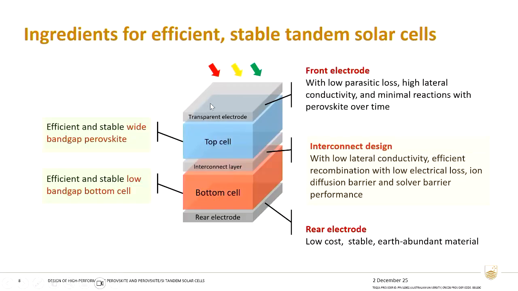Going forward, I would like to introduce a little more of our thoughts and designs for making efficient and stable tandem solar cells, and take the 2-terminal tandem as an example. Here is an illustration of the structure of a perovskite 2-terminal tandem. Obviously, it is very important and straightforward to develop efficient and stable top and bottom cells, which are the perovskite solar cell and the silicon solar cell, respectively, to allow us to make an efficient and stable tandem. But that's not the only thing we need to do. There are many other aspects we need to consider.